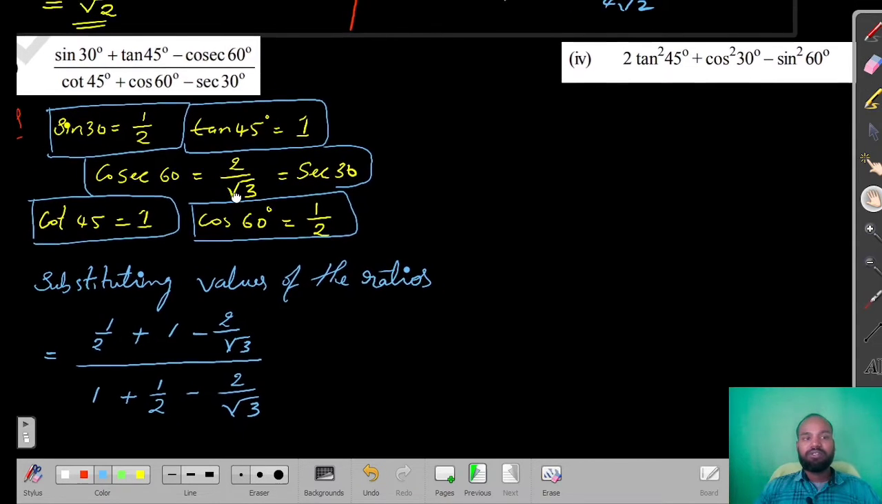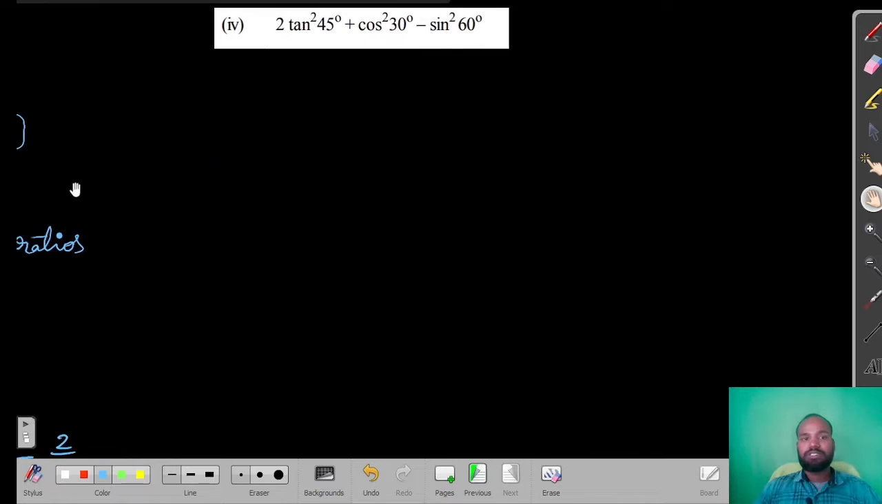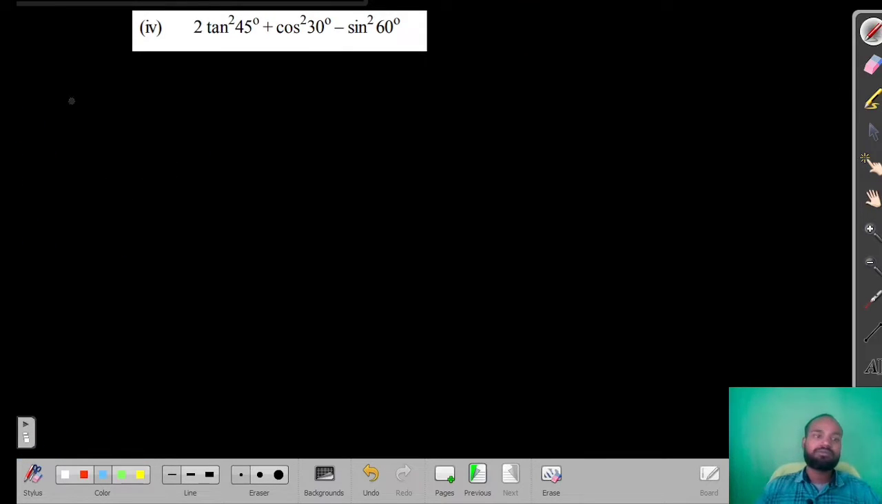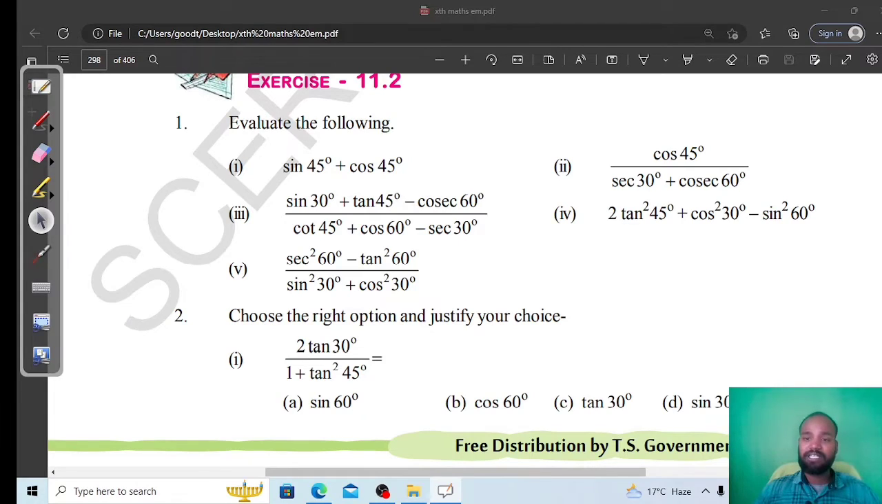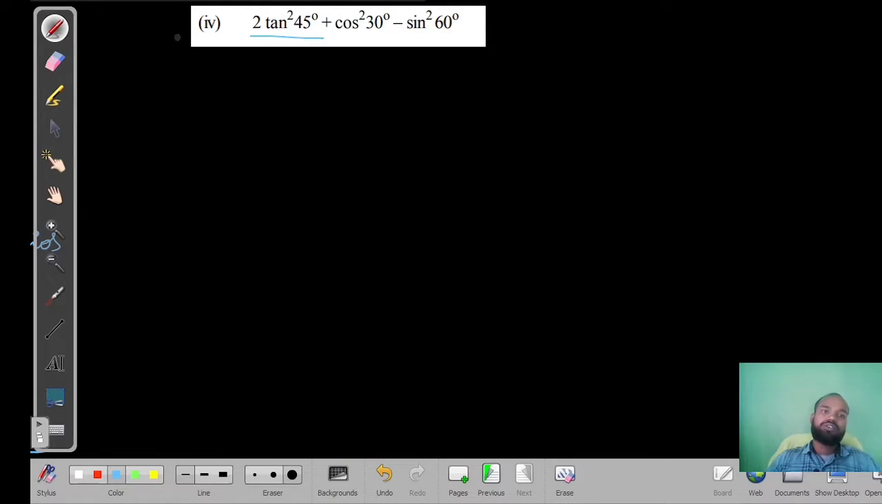Okay. Next we are moving to the fourth problem. What is the fourth problem here? Solution: the fourth solution we are going to write here. It is 2 tan square 45 degrees plus cos square 30 degrees minus sin square 60.